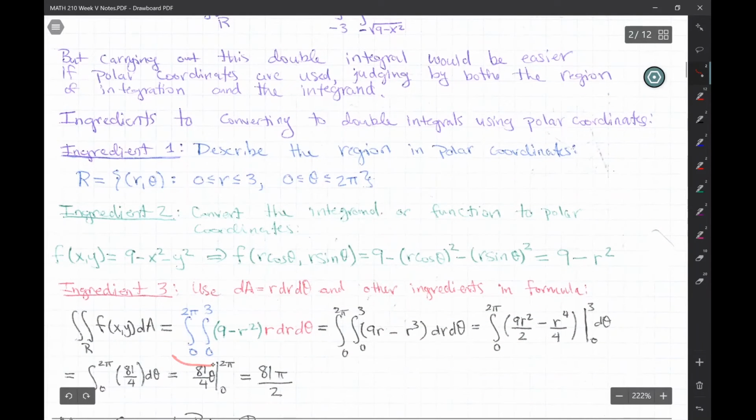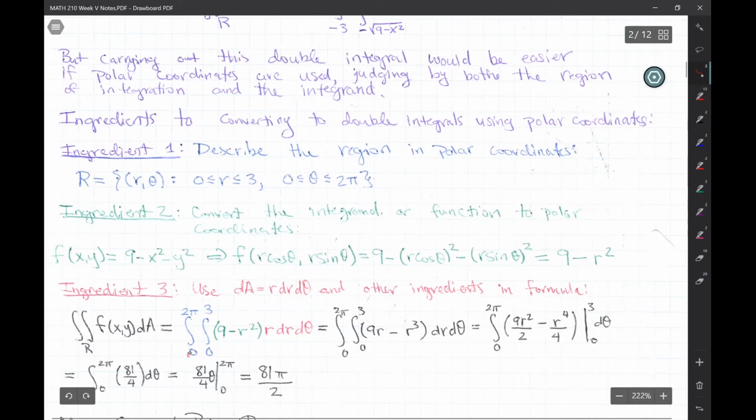and we get in blue here the bounds of our integration. This came from ingredient number 1. In green here is the function converted to polar coordinates. And so that came from ingredient number 2. And so we have 9 minus r squared. In the last ingredient, the area element is here in red. So you could see how this double integral was set up, color-coded according to the ingredients.